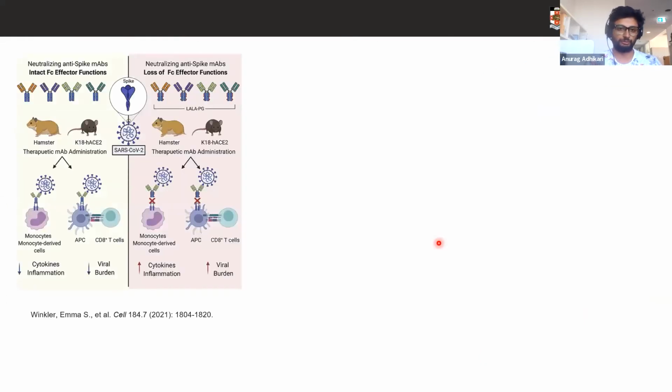Why this antibody response is interesting and what I want to work on is that there is really nice evidence at this point in SARS that if you remove the Fc binding region, which is the region responsible for binding to innate immune cells like monocytes and neutrophils, you will have systemic inflammation. Also, in vivo models have shown that the viral burden increases compared to antibodies with intact effector functions.